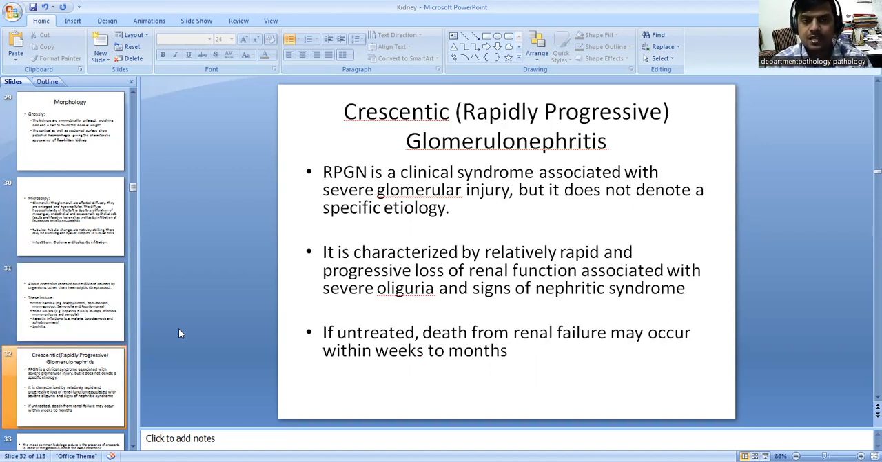Next is crescentic or rapidly progressive glomerulonephritis, also known as RPGN. RPGN is a clinical syndrome associated with severe glomerular injury, but it does not denote a specific etiology. It is characterized by relatively rapid and progressive loss of renal function associated with severe oliguria and signs of nephritic syndrome. If untreated, death from renal failure may occur within weeks to months.